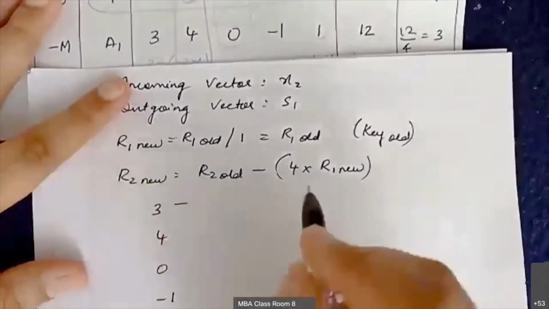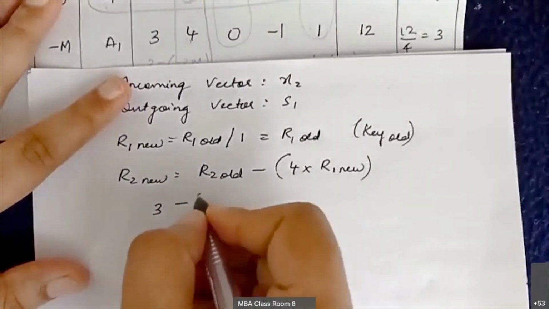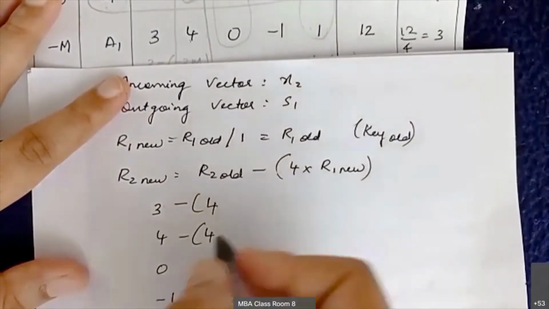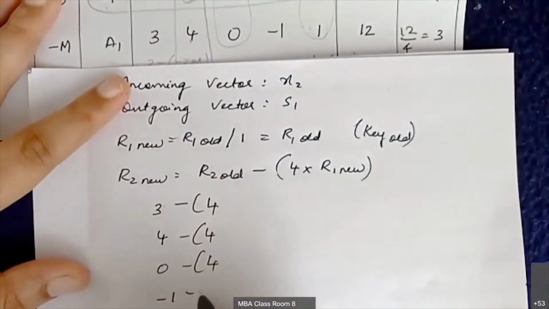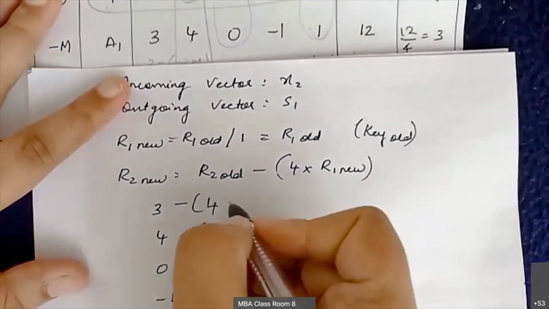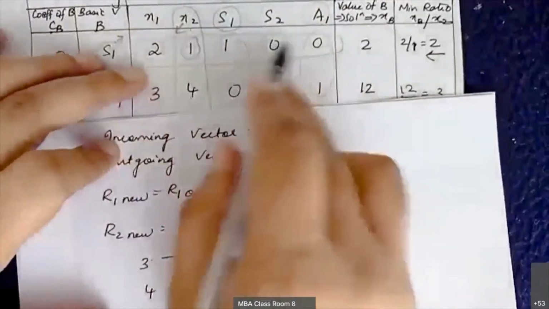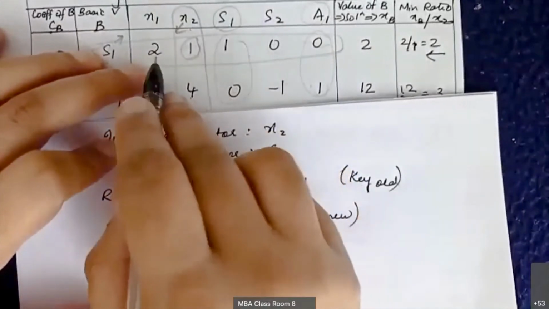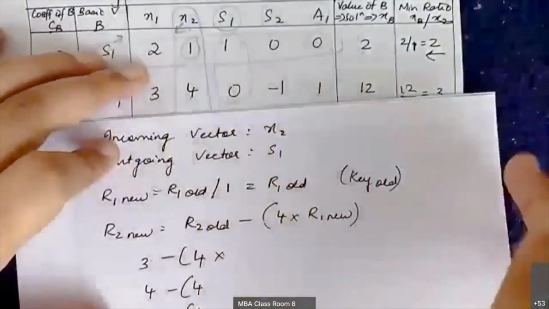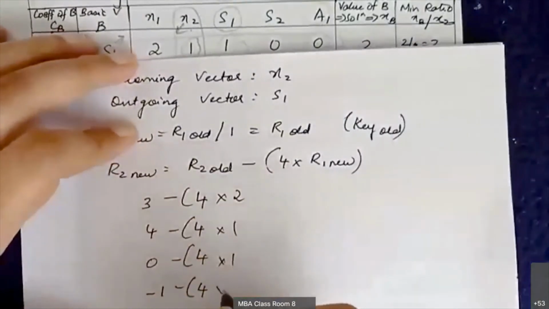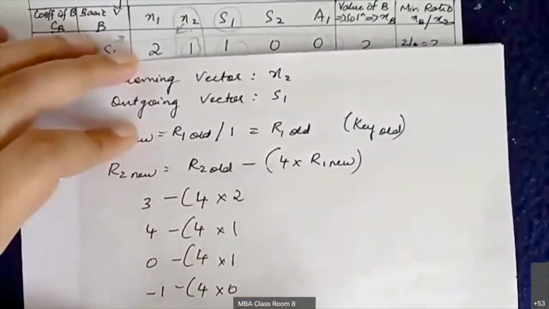I'm writing this minus over here, minus of 4, and I'm writing it everywhere. Into R1 new. R1 new is same as R1 old, it is the same row here. So it is 2, 1, 1, 0, 0, and 2.